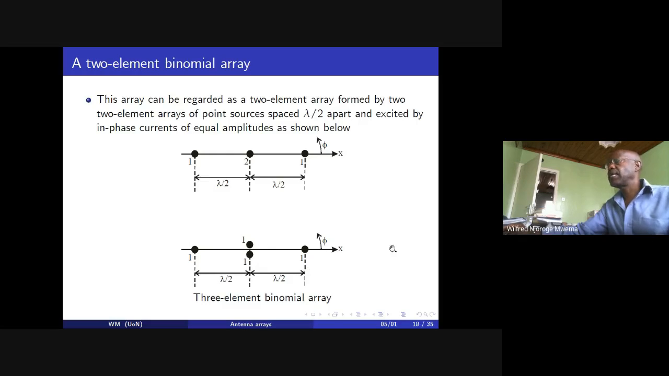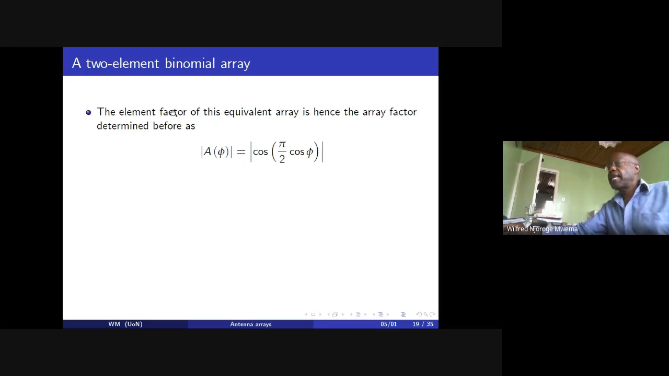And this is usually referred to as a binomial array because of the feeding in the ratio 1 to 2 to 1. For more elements, you can get 1, 3, whatever, and so forth. That is, you add that and you get the value for the arrays, so to speak. So the element factor of this equivalent array will therefore be the array factor determined as before.